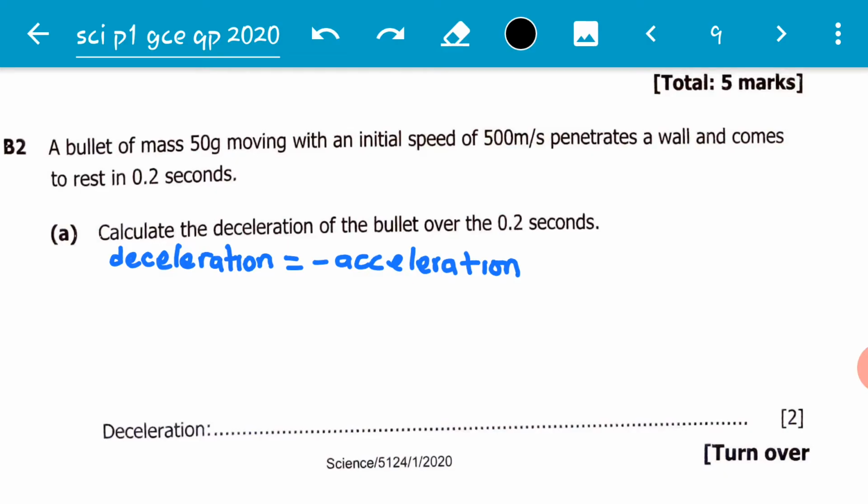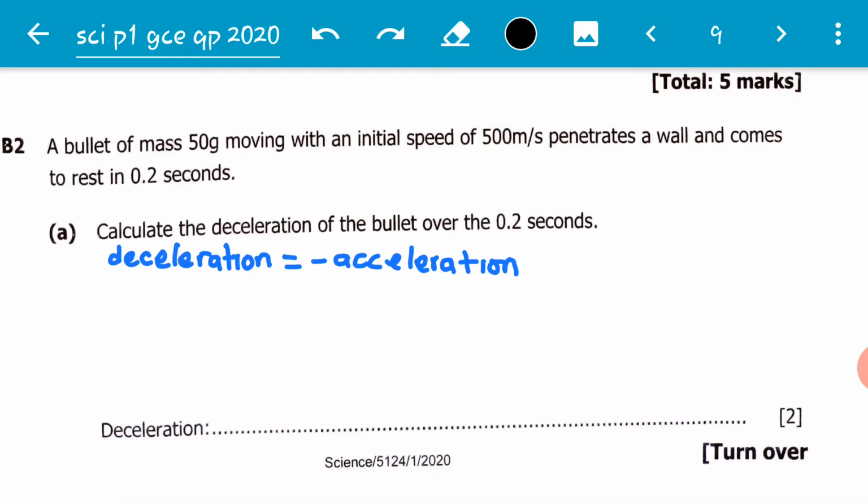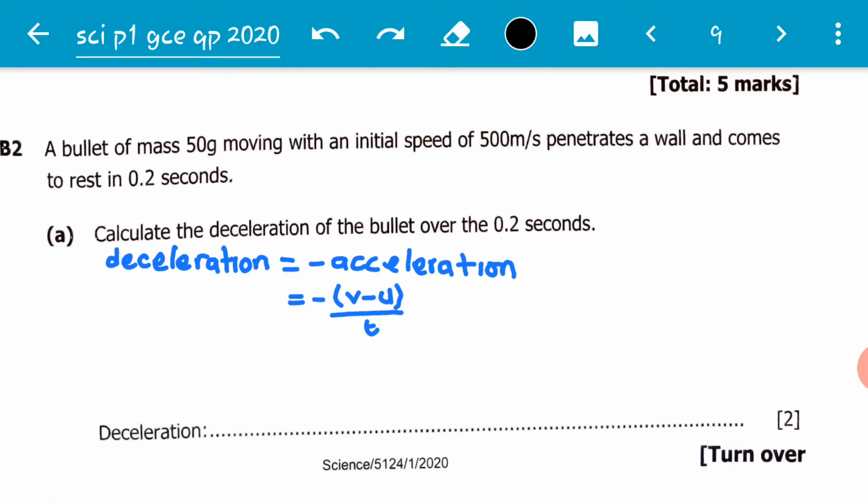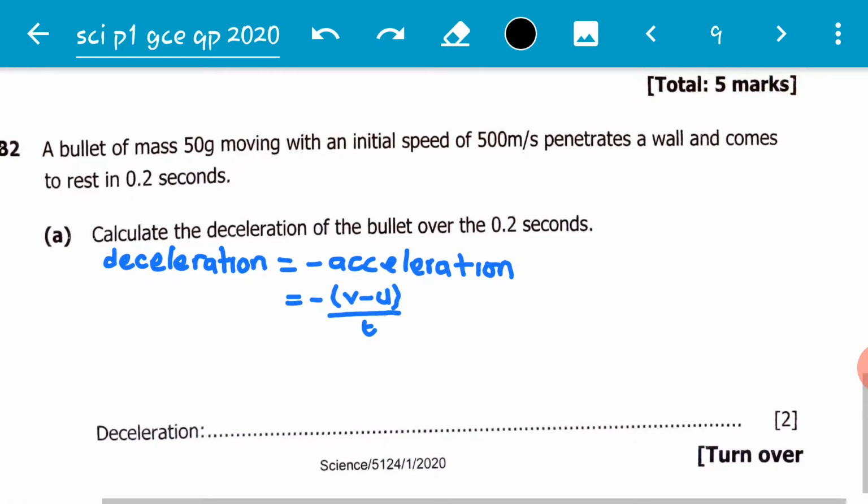Now, what this means is that to the formula of acceleration, we are going to have deceleration is equal to negative (v minus u) over t. Now, if we were to multiply the negative throughout, we are going to find ourselves with a situation where deceleration is equal to initial velocity minus final velocity divided by time, like that. Then we are now going to substitute.